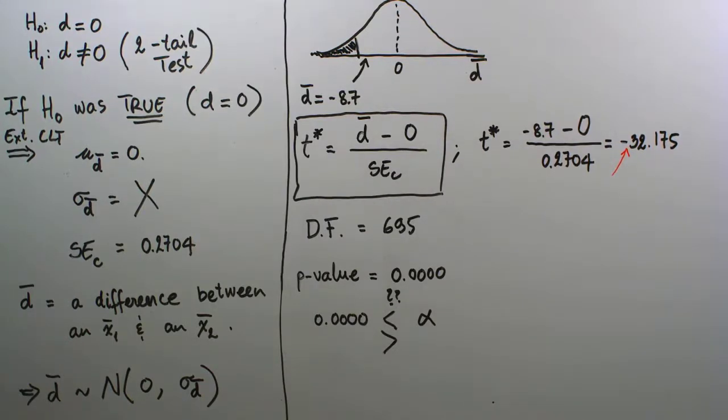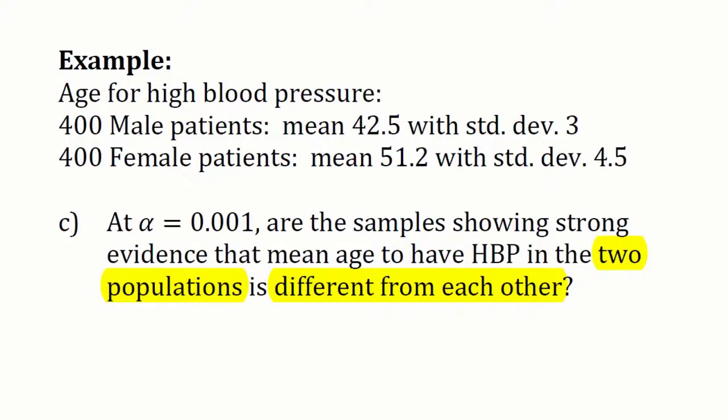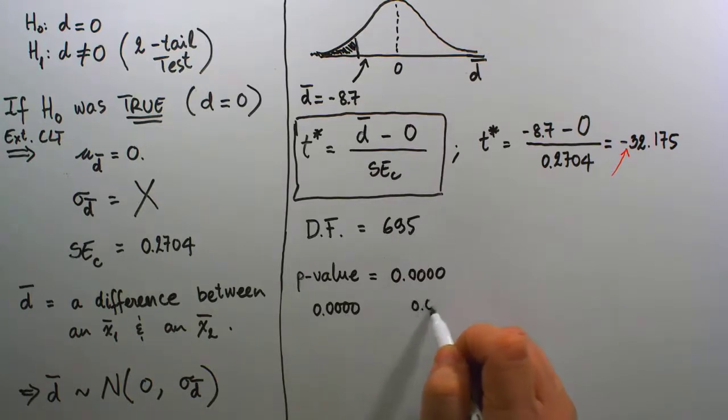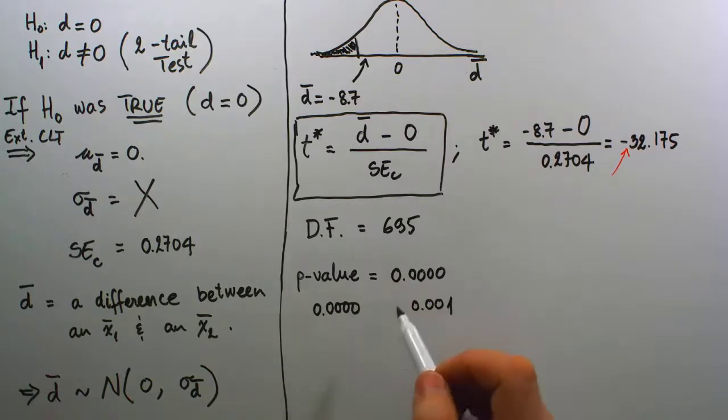And so back to the question itself right here, we are given a significance level of 0.001, as it says here, alpha equals 0.001. So that means our final p-value must be compared with 0.001. And the direct comparison like this immediately shows that our p-value is well below the significance level given in the problem.